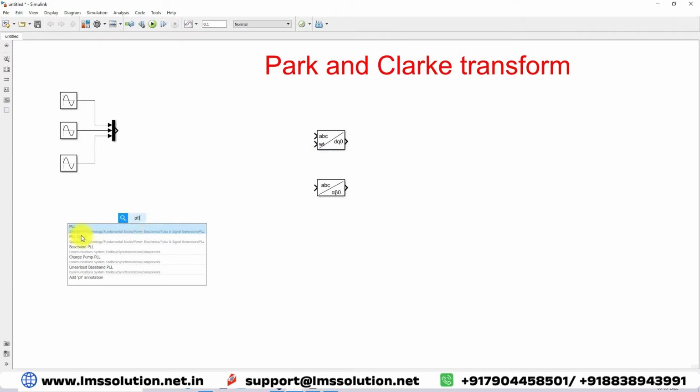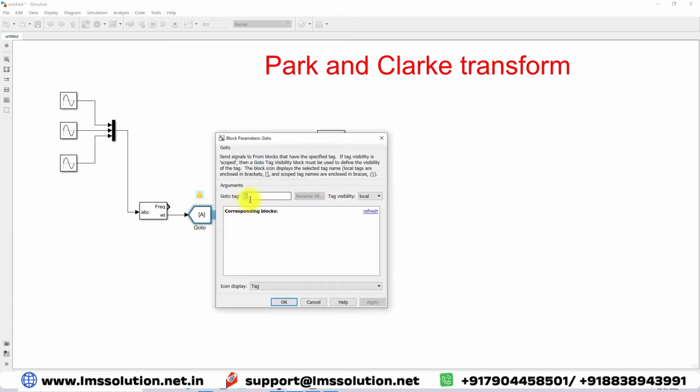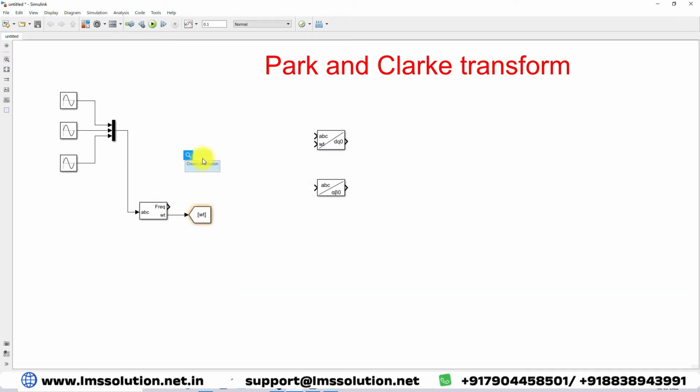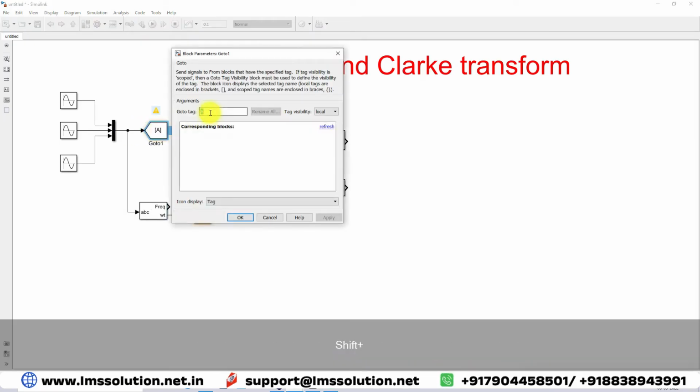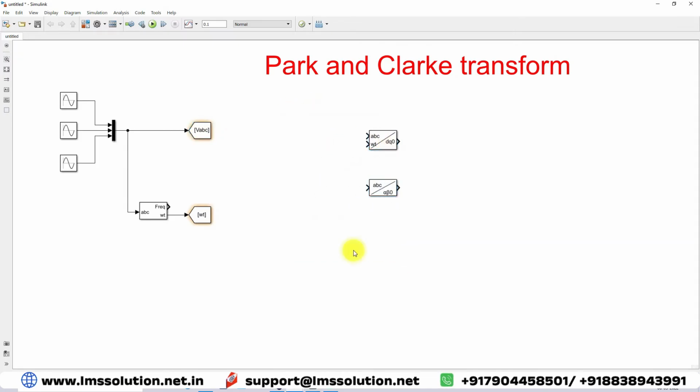Just type PLL, and here you can see PLL 3 phase. Just use that PLL 3 phase and connect the three-phase input. Here we need to use only omega t. I'm going to use a Goto block, and I'm going to change this one to omega t, and then I'm going to use another Goto block to connect this three-phase sine wave. Here I'm going to name it VABC, and then these two will be used for the conversions, that means ABC to dq0 and ABC to alpha beta 0.